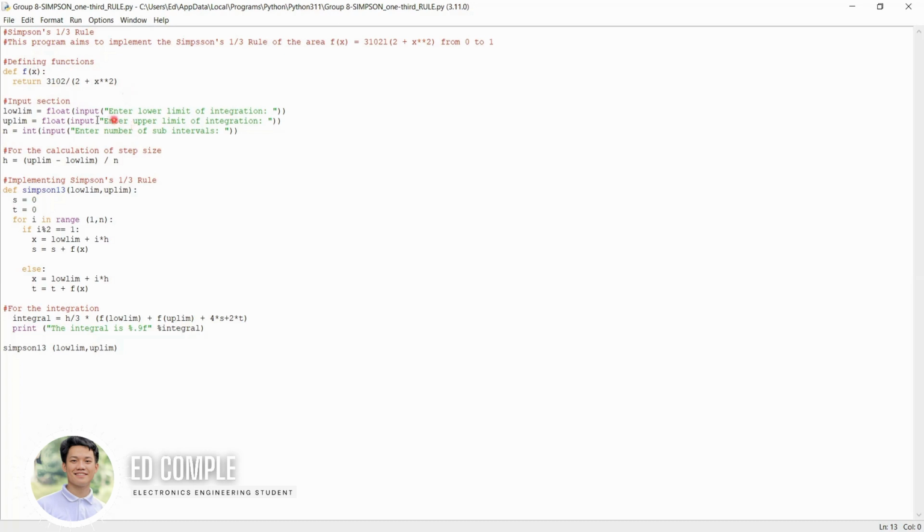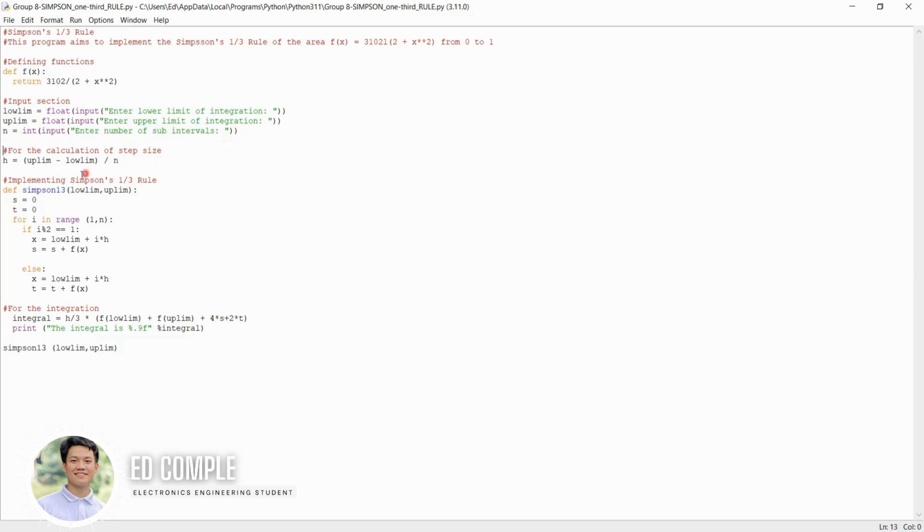Next, we have this input section. So the lower limit equals float input, and then the text, which is enter lower limit of integration. Then upper limit equals float input, enter upper limit of integration, and n equals int for integer input, enter number of subintervals.